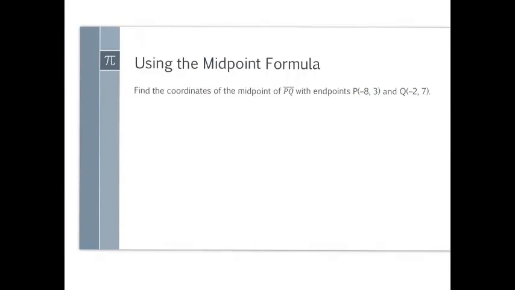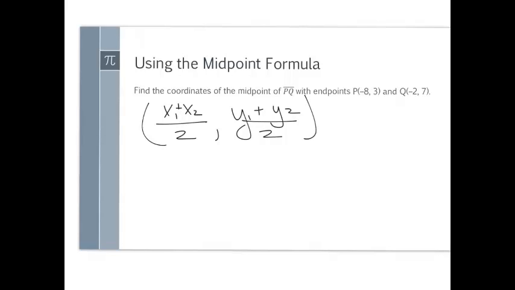Okay, so our first example is using the midpoint formula to find the coordinates of the midpoint of segment PQ with endpoints P(-8, 3) and Q(-2, 7). So recall the midpoint formula is the average of our x coordinates and the average of our y coordinates. And I'm going to reiterate that it's important to just remember that it is just an average of the coordinates, rather than trying to memorize the formula, because it could get confusing with all the 1s and 2s and everything in it.